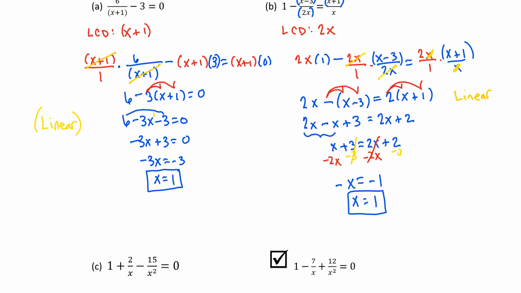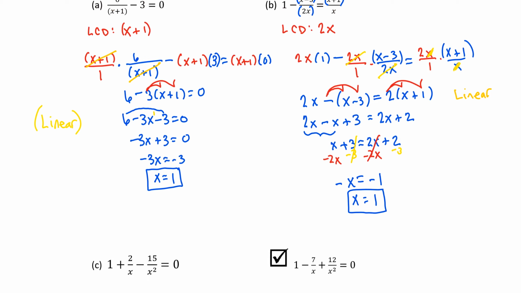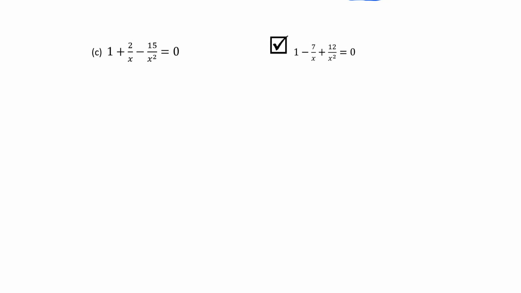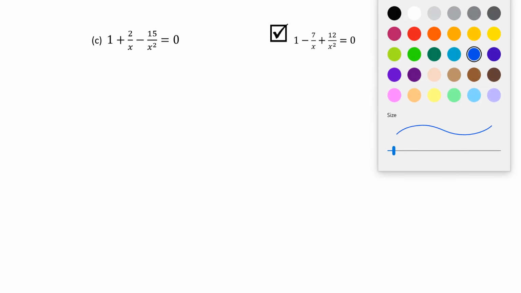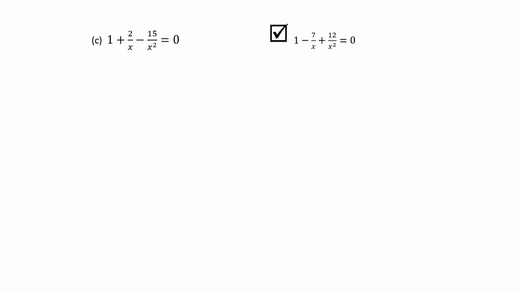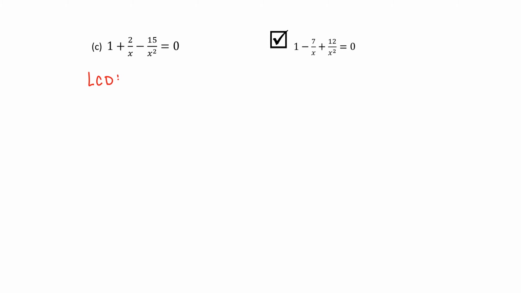Both of the first 2 examples led to linear equations. Let's see what happens on these. They're both rational, that is, they contain fractions. So my goal is to simplify the equation by canceling the fractions, and I'm going to do that with the LCD. The lowest common denominator in this case is not x, but x squared.